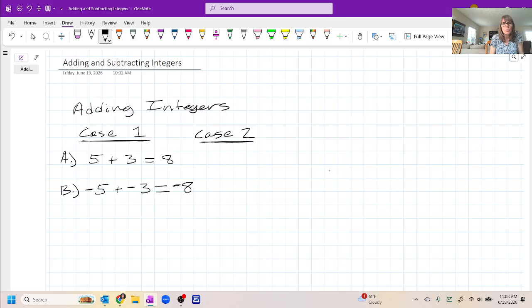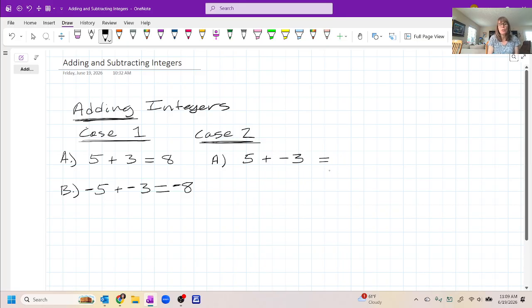But if you look at case number 2, case number 2 is when the numbers have different signs. For example, what if you have 5 plus negative 3? I'm still talking about addition. When I add these two integers with different signs, I like to think about this as money. Here I have $5, that's money, and here I have $3 of debt. Well, what is my net worth? How much money do I really have altogether? When I pay off this debt, I'm going to have $2 left over. So the answer is going to be a positive 2, because I have more positive money than negative money. I'll have some extra money left over.